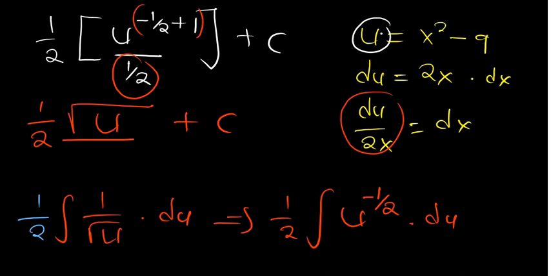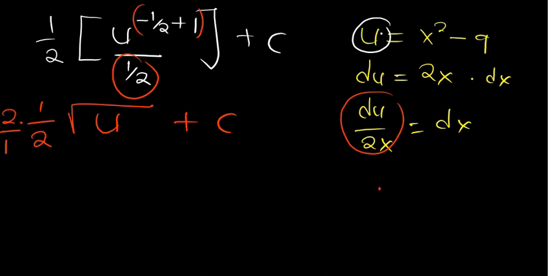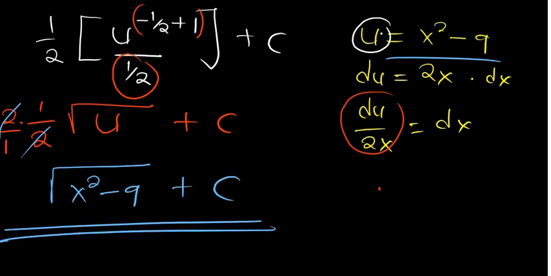So dividing by half, I said it's the same as multiplying by the reciprocal, which is 2 over 1. So at that point the 2 and the 2 divide, then we have root of u. So our u is x squared minus 9, plus c. So this is our integral for that question.